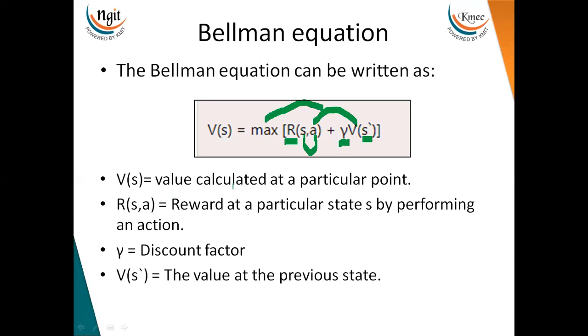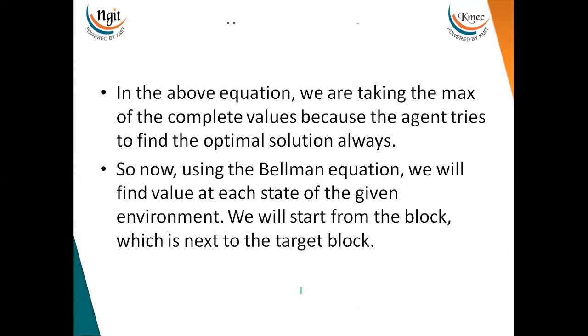So V(S) is the value calculated at the particular state, at a particular point. R(S,A) is the reward for a state S obtained by performing the action A. Gamma is a discount factor, learning factor, and V(S dash) is the value at the previous state. S dash is the state previous to S.